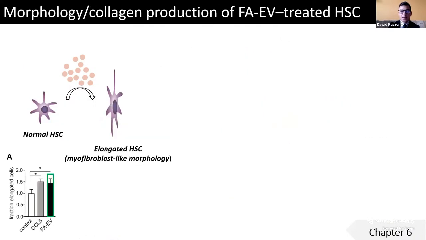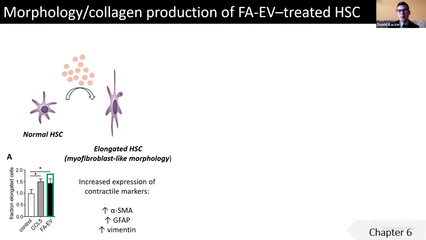Activated hepatic stellate cells undergo transdifferentiation and gain a myofibroblast-like phenotype that is associated with the synthesis and release of collagen and matrix remodeling factors. In our experiments, after fatty acid EV treatment, the fraction of elongated cells as well as the expression levels of alpha smooth muscle actin, GFAP, or vimentin were significantly enhanced.